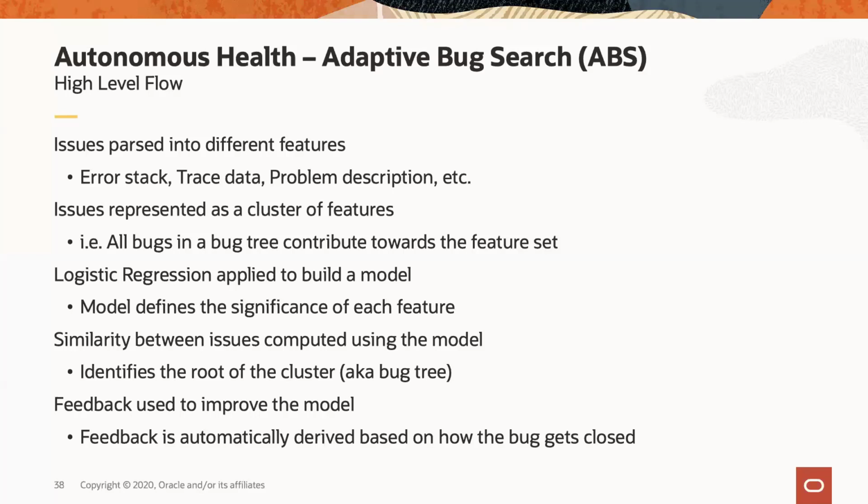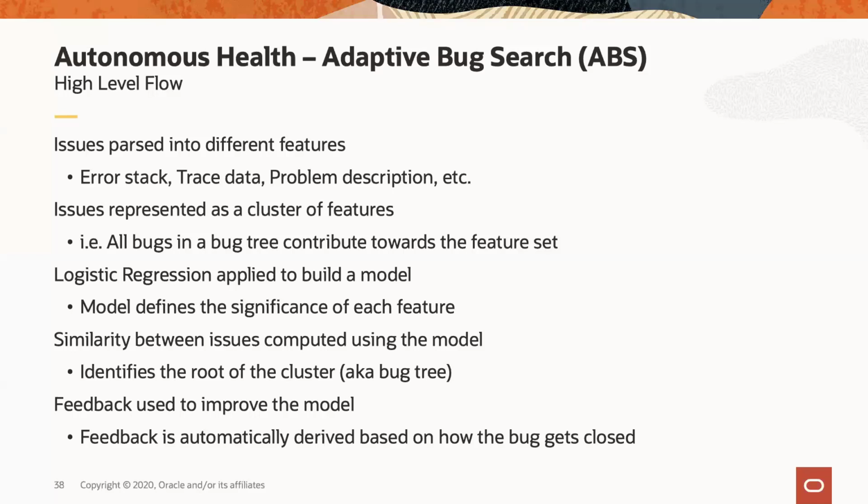Then it applies logistic regression to this, and the model basically defines the significance of each of these features. And then once you identify the root of this cluster, which is the bug tree, you use this automatically to mark all of the other issues as, okay, these are all duplicates of the same problem. And then there is this feedback where a human is basically asked to say, is this good or is this not good? So there's some amount of automation that can be applied in this process.